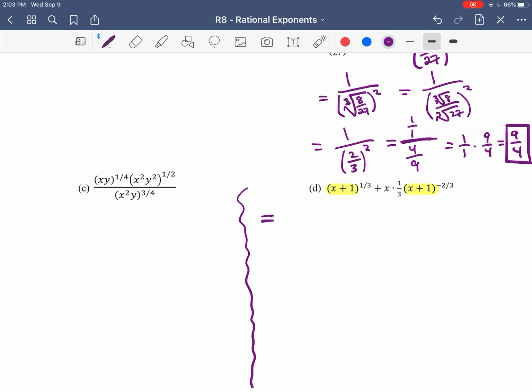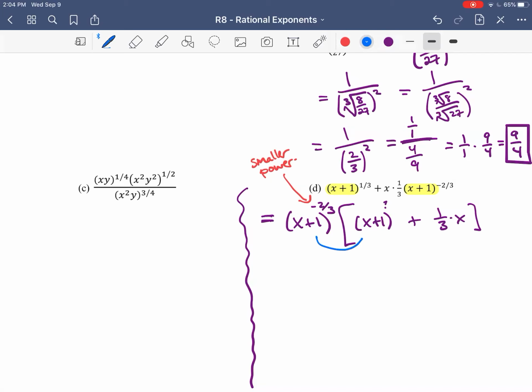So what we can do is pull out x plus 1, and you always just take the smaller power. So here that's the negative 2/3. Now in the first term, I'm going to have some x plus 1s left. I'm not actually sure what that's going to be. And in the other term, I just have 1/3 times x. So I want to think about this exponent. What is it going to be?